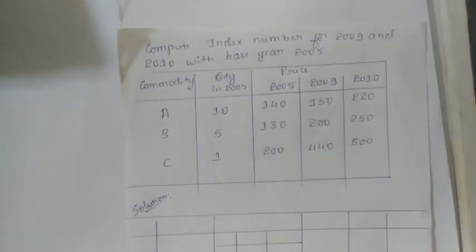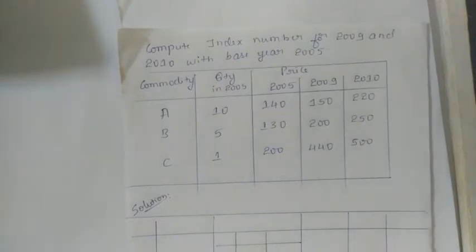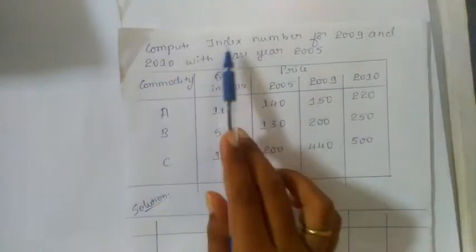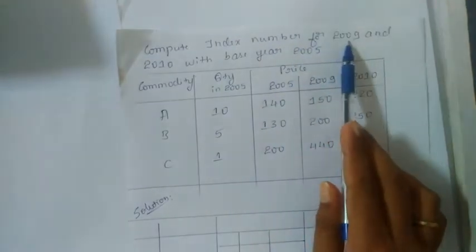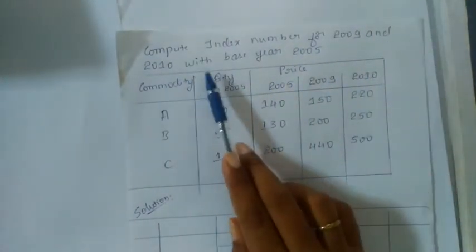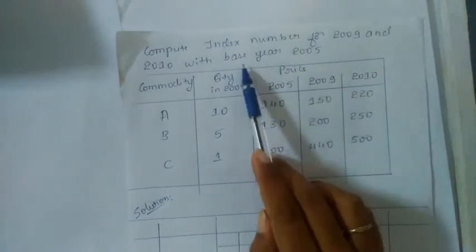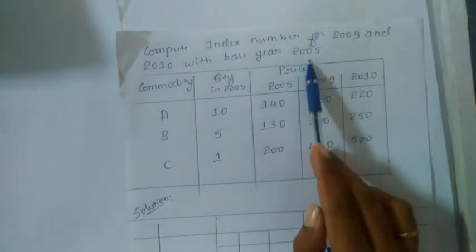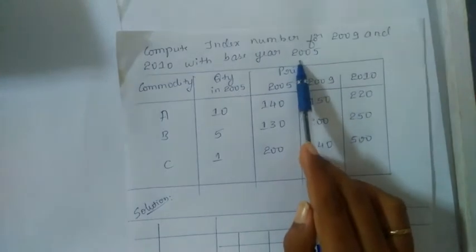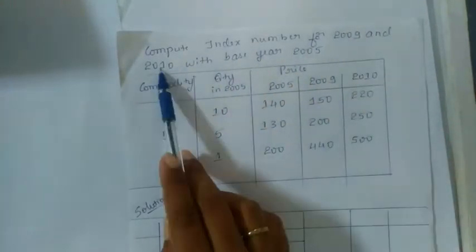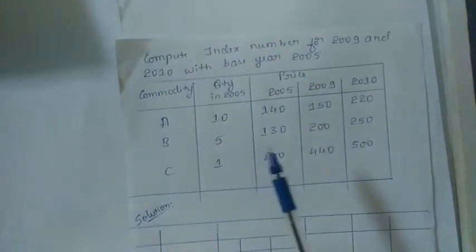Here, this is one of the different problems. You have to identify which formula is related to this question. First, compute index numbers for 2009 and 2010 with the base year 2005. Observe here, with the base year 2005 means the base year is 2005, and the remaining years, 2009 and 2010, are the current years.